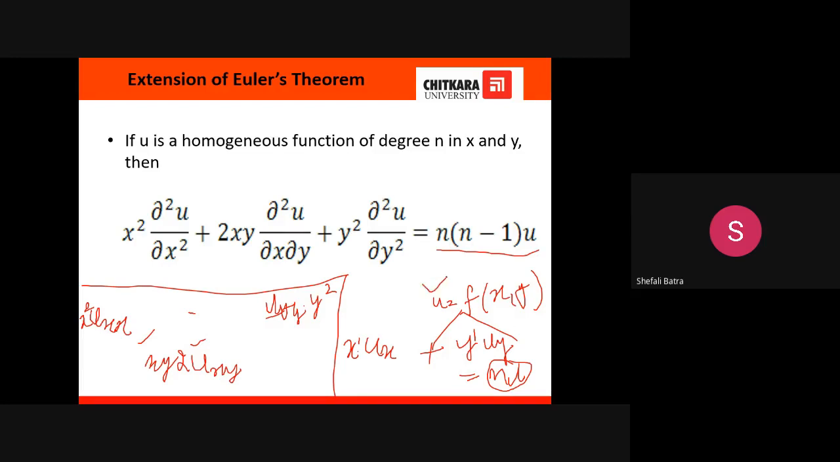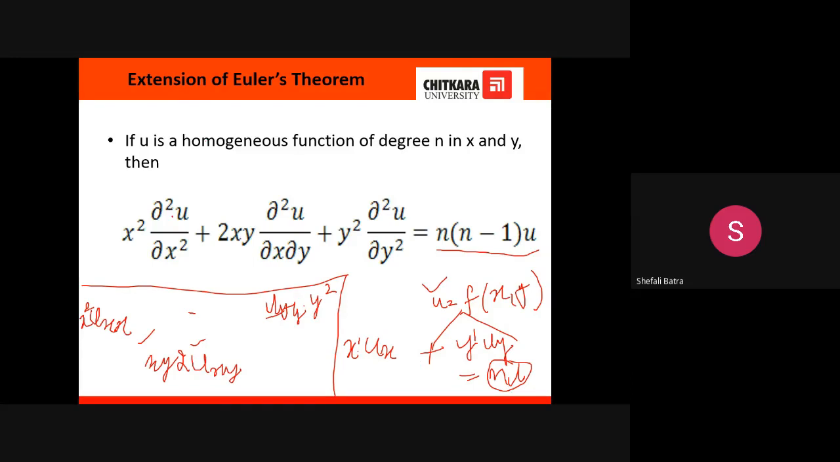Euler's theorem is for first order partial derivative, and the extended Euler theorem is for second order partial derivative. How will you remember it? U is a function of xy, so only two first order partial derivatives exist, ux and uy. So we'll multiply ux with x, uy with y, add up, and that would be equal to nu.